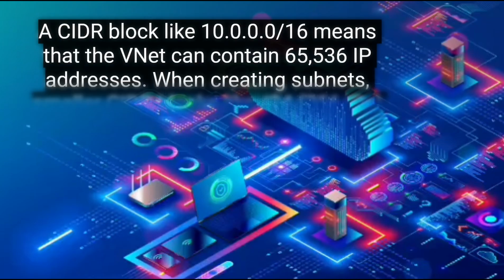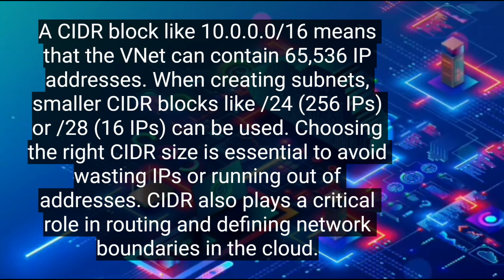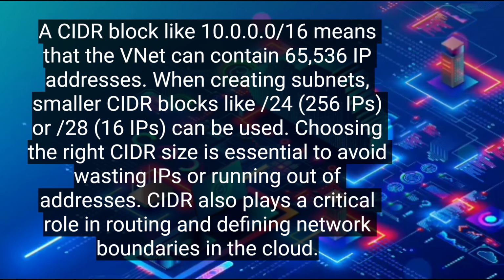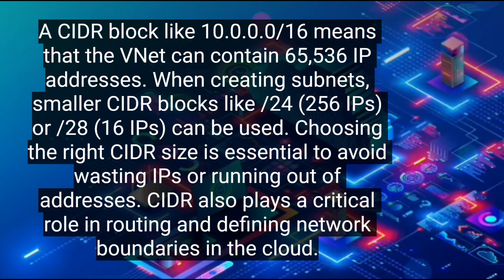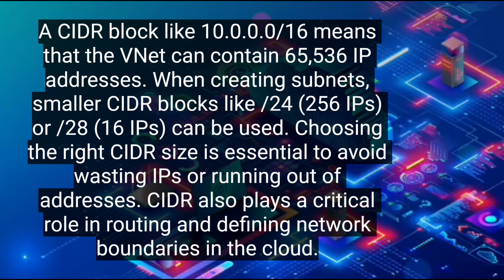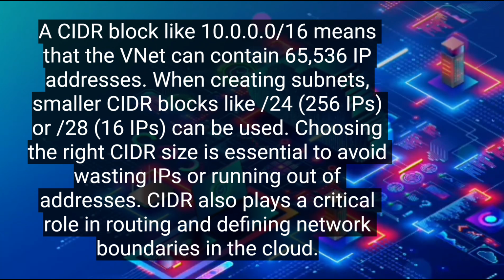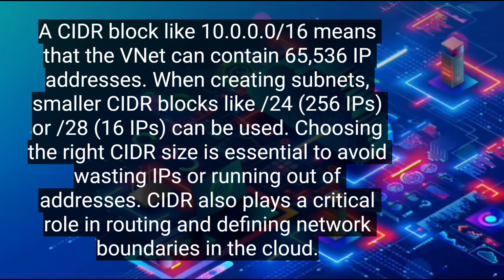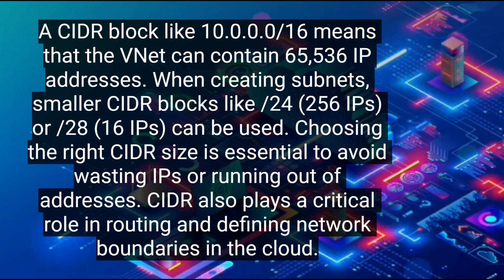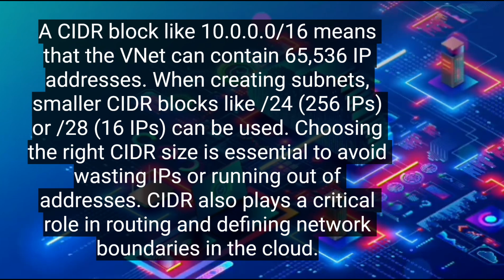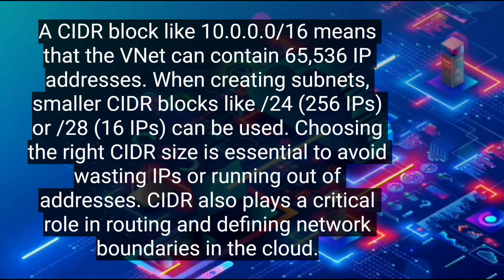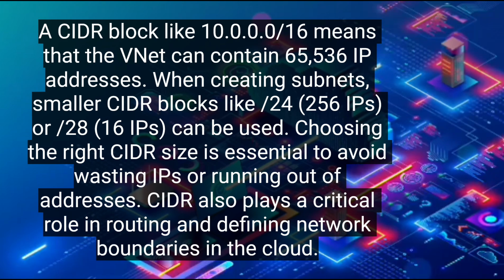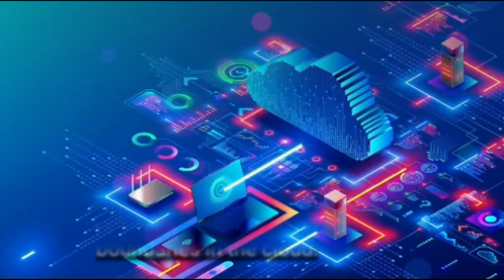A CIDR block like 10.0.0.0/16 means that the VNet can contain 65,536 IP addresses. When creating subnets, smaller CIDR blocks like /24, 256 IPs, or /28, 16 IPs, can be used. Choosing the right CIDR size is essential to avoid wasting IPs or running out of addresses. CIDR also plays a critical role in routing and defining network boundaries in the cloud.